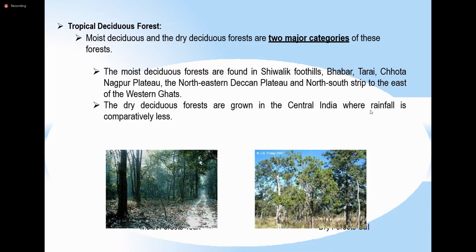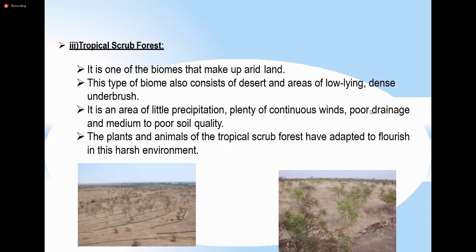are grown in the central part of India, where rainfall is comparatively less as compared to the coastal areas. In the coastal areas, the monsoon is always a bit heavier than the central part. There's a different reason for that, which we'll study when we come to the meteorological part of it.